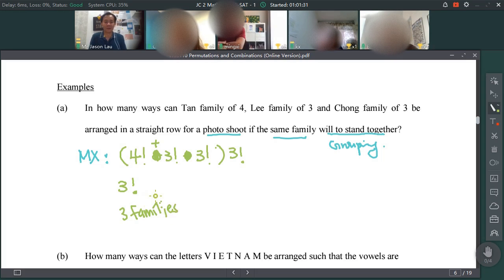Okay. So you arrange them, then after that, the individual families. Yeah. So this will be the answer. Mincy, take note. P&C is very important because it leads to the next topic called probability.